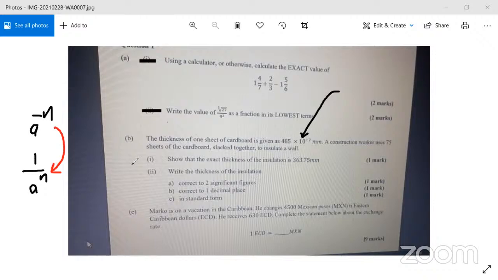right? So what you're looking at really is 485, and that's multiplied by 1 over 100.